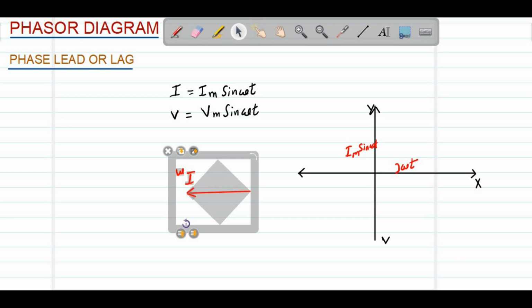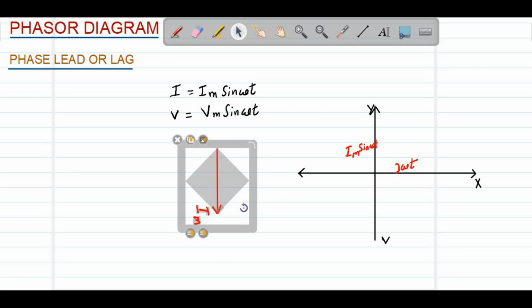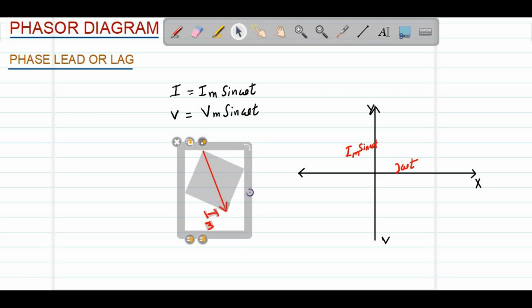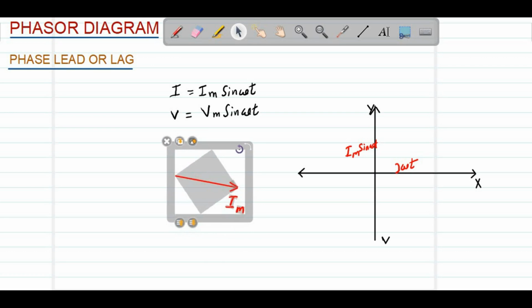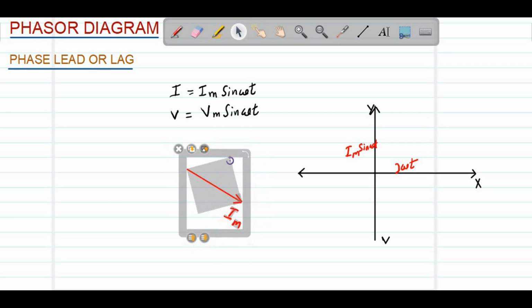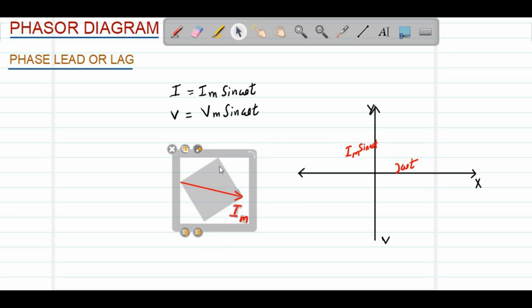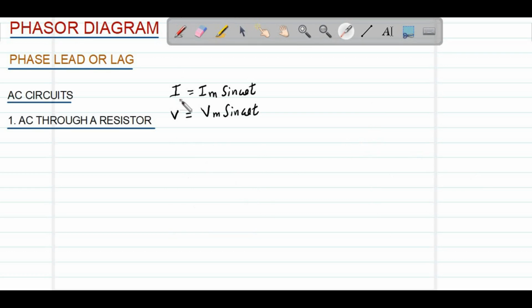Now it is 180 degrees, again current I becomes 0. On further rotation to 270 degrees, current becomes negative maximum. Again when it rotates 360 degrees, current becomes 0. So this way we can easily represent the instantaneous value of current by using a rotating vector, that is called a phasor. Okay. Now I will explain what is phase lead or lag.